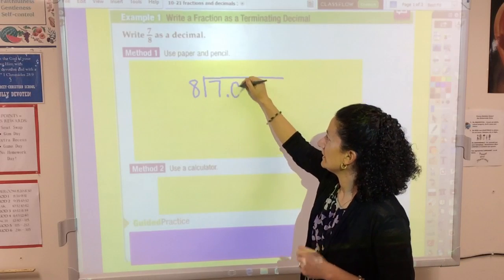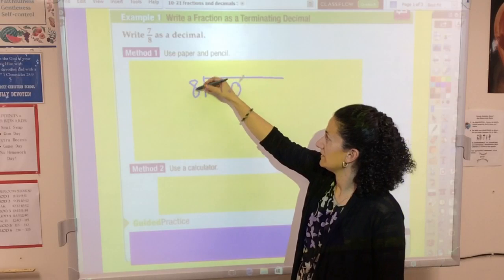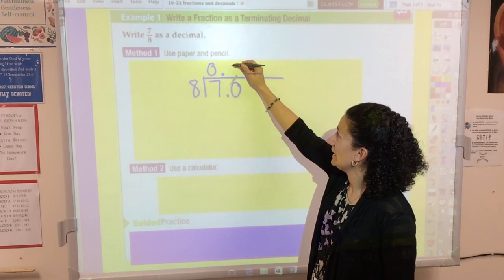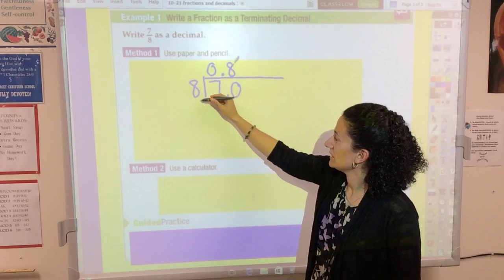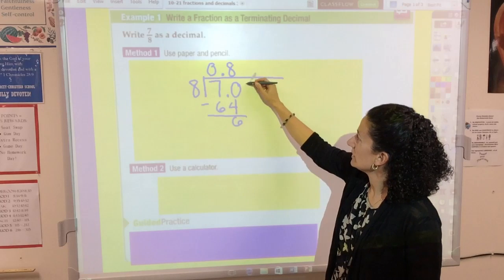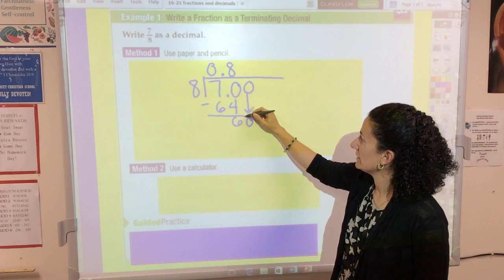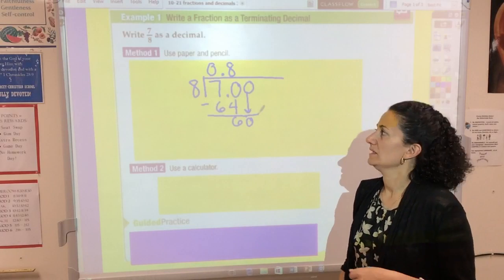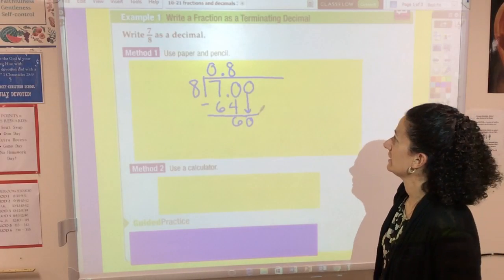Add a decimal point and a 0 to begin with, because 8 doesn't go into 7. 8 goes into 70 8 times, because 8 times 8 is 64. The remainder is 6. And we're going to keep dropping zeros until we figure out if it is a terminating or repeating decimal. Sometimes it goes on forever. Let's take a look at this one.